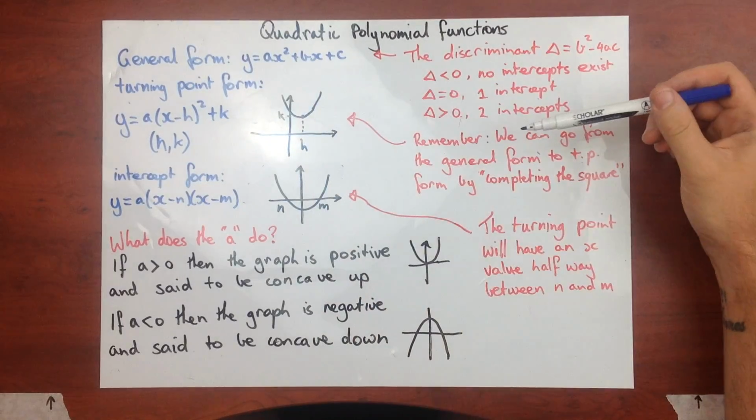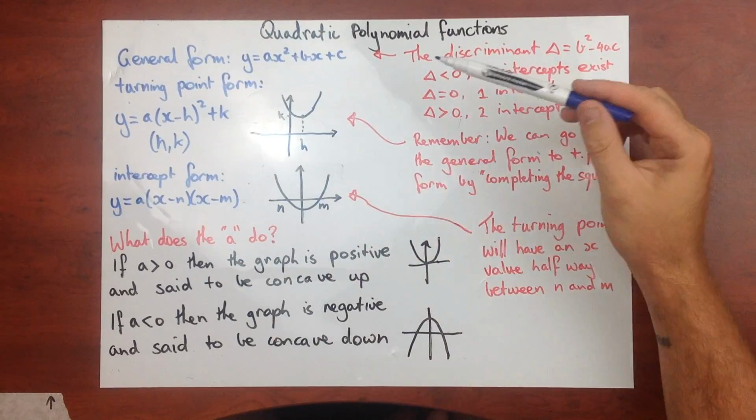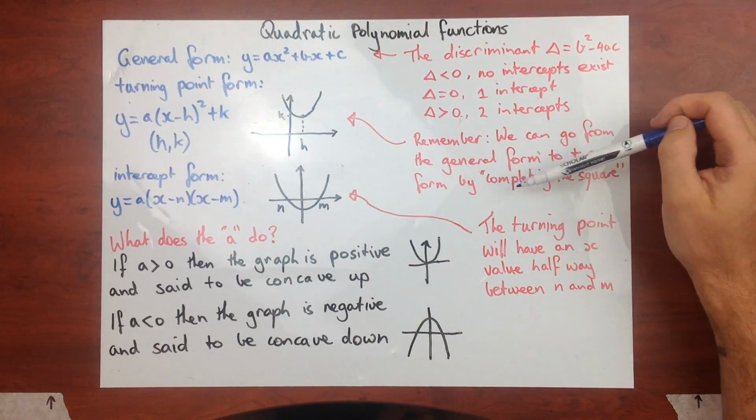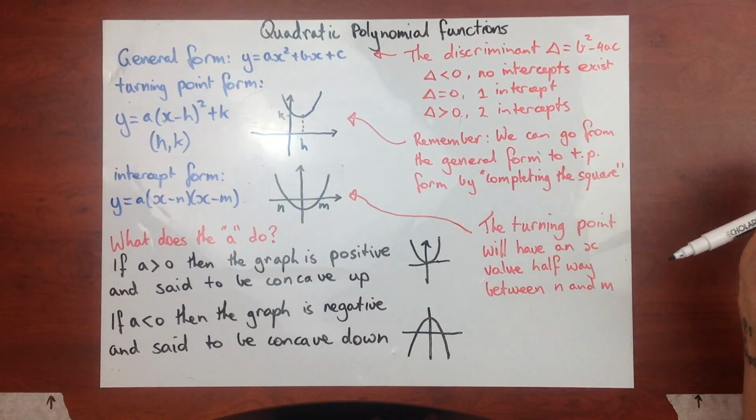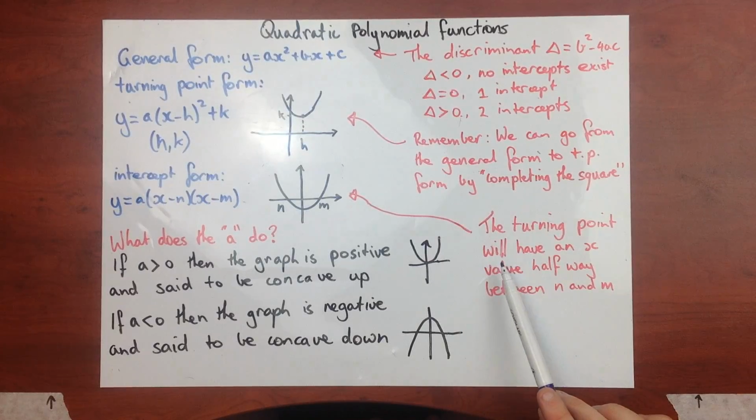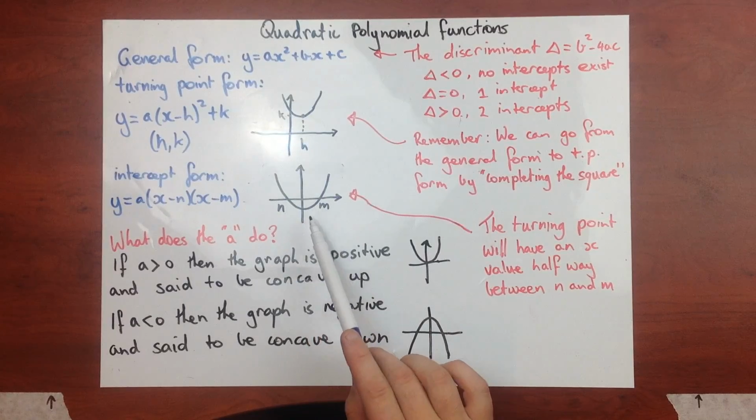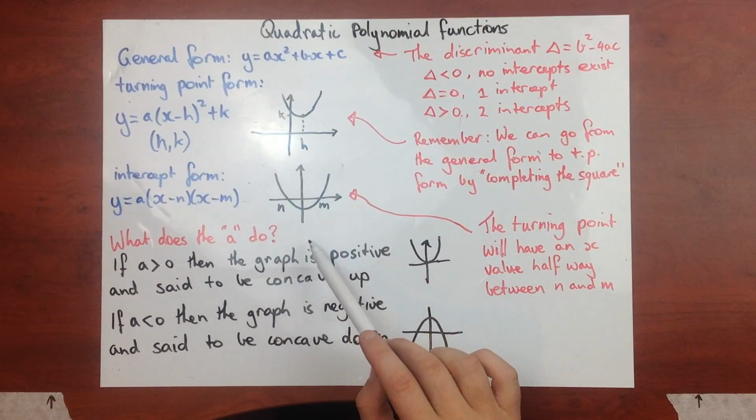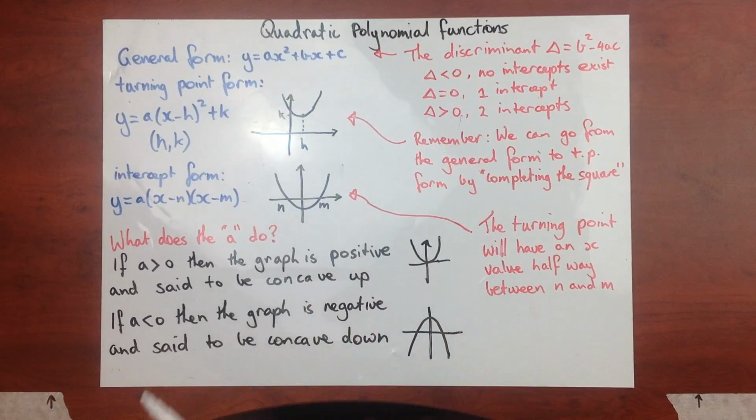When we look at our turning point form, it's quite a useful form. If we need to change from our general form to our turning point form, then we need to do that by completing the square, which I'm not covering in this video, but it's a process that you need to use. The turning point for our intercept form will always be halfway between n and m. Our parabolas, or quadratics that take on our parabolic form, are symmetrical about the turning point, so our intercepts will always be the same amount either side of it.